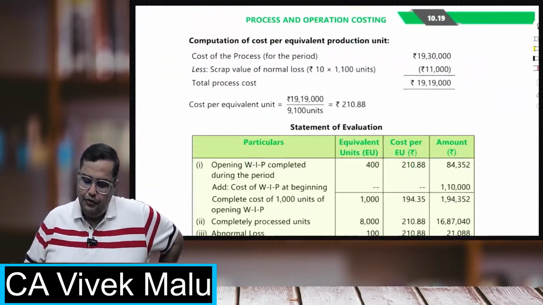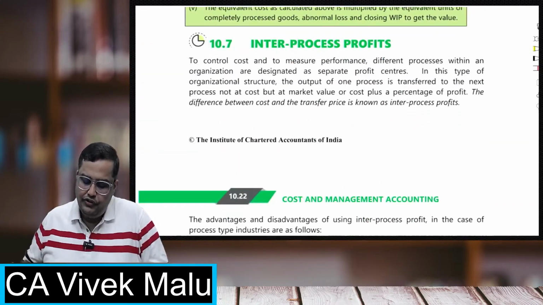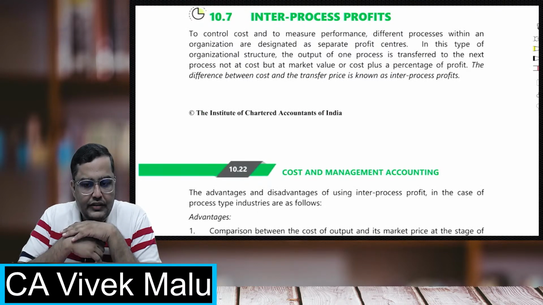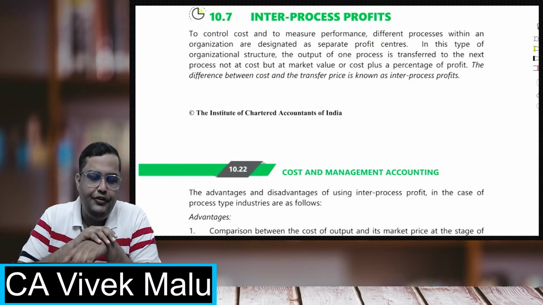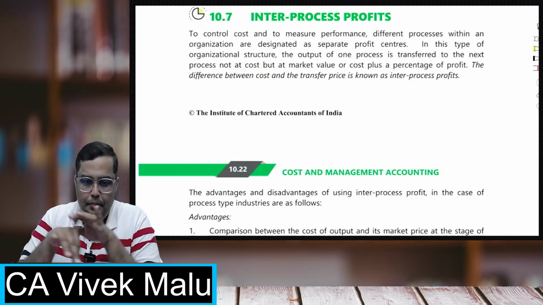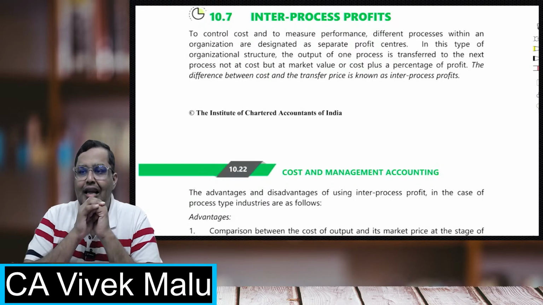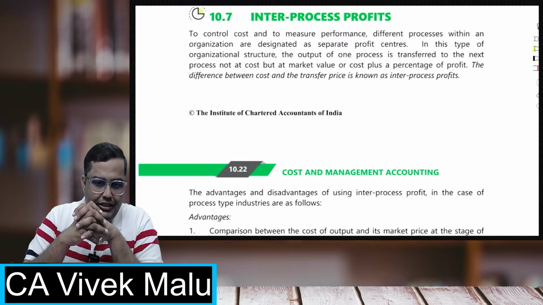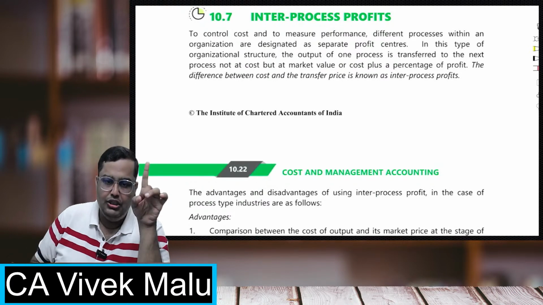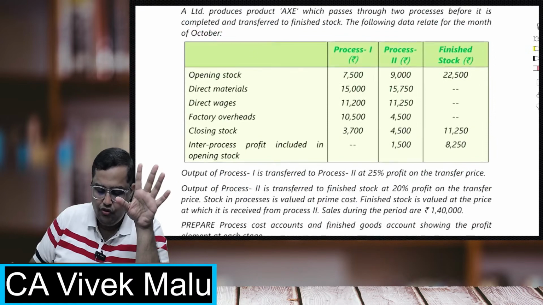Now, the last concept of this chapter is interprocess profits. Now, what are interprocess profits? Basically, one process is transferring goods to the other process, but they are adding some profits also. Remember that, this is not a simple concept at all. So I'll explain in brief how exactly it is to be done. There's only one question given over there, and I'll explain how it is to be solved.